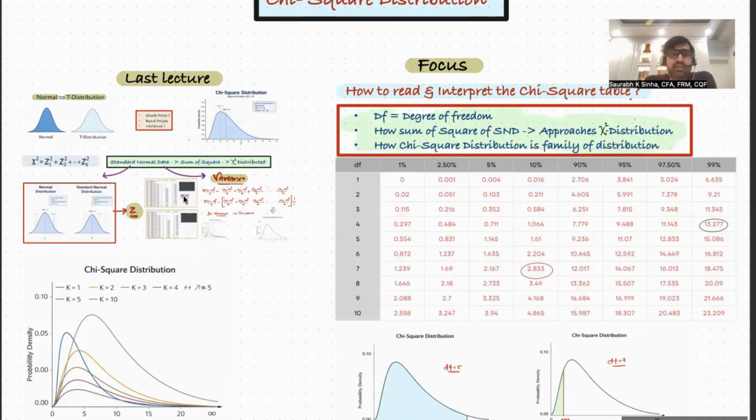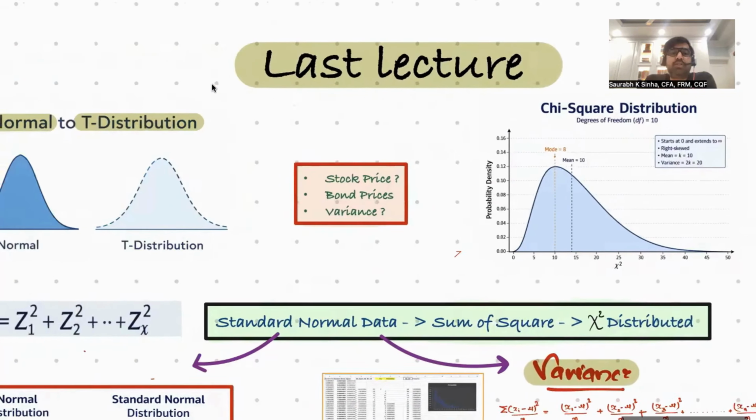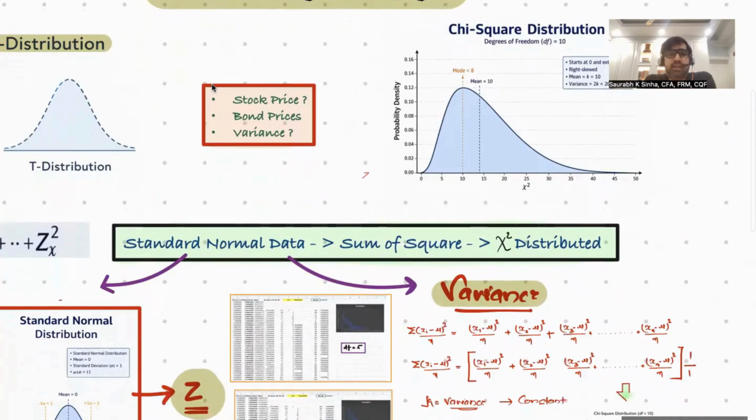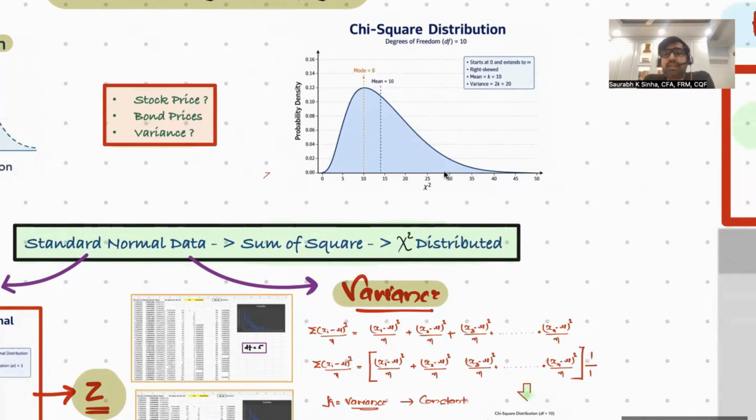In the last lecture, we discussed a very important concept: not every entity in this world follows normal distribution or t-distribution. Entities like stock prices and bond prices do not go negative. They don't have any value less than zero. Therefore, distributions like normal distribution and t-distribution don't work, because these distributions give you negative values, and in the left direction they go up to negative infinity. So therefore, we need a distribution which is right-skewed.